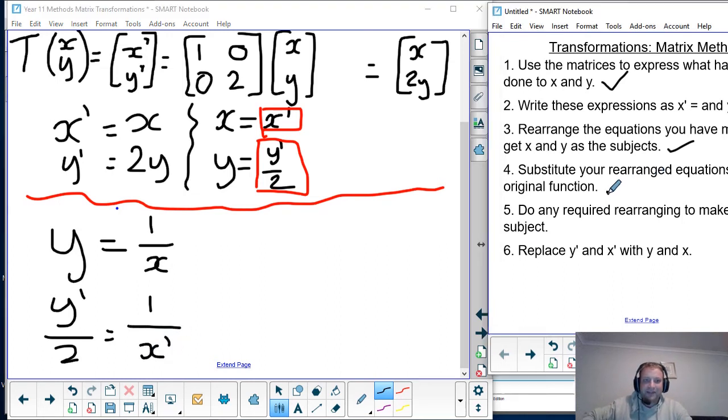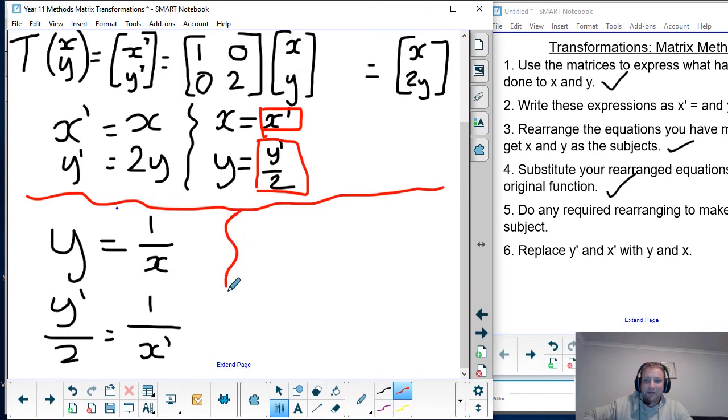Okay, step 4 is done. Whatever you get from this rearranging goes into your original equation. Now we have to do some more transposing, some more rearranging. We need to make y dash the subject. There's a lot of just making particular things the subject with this method.